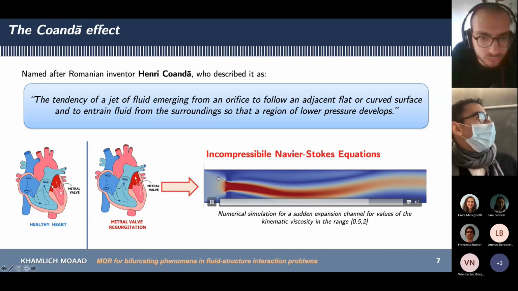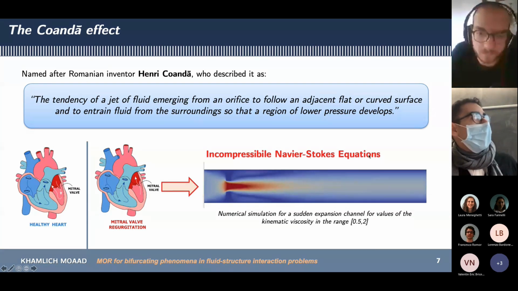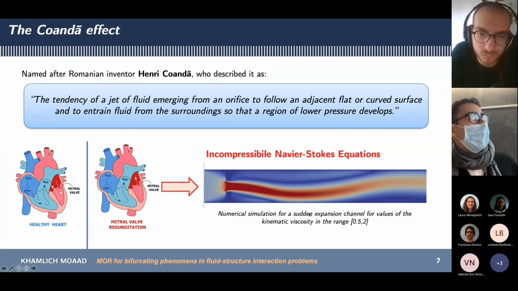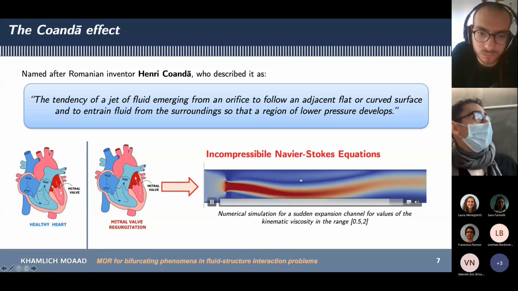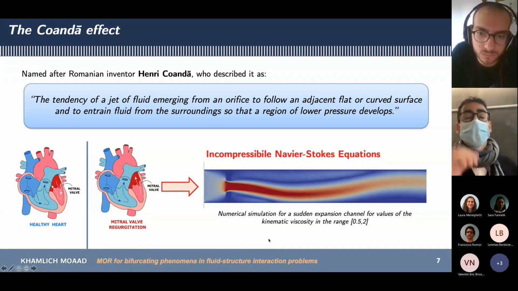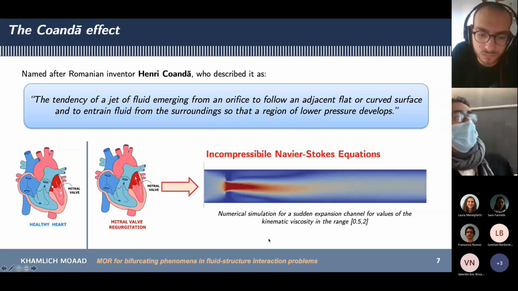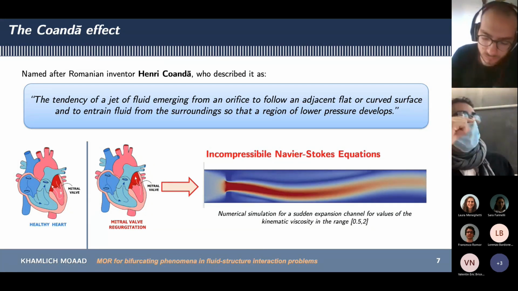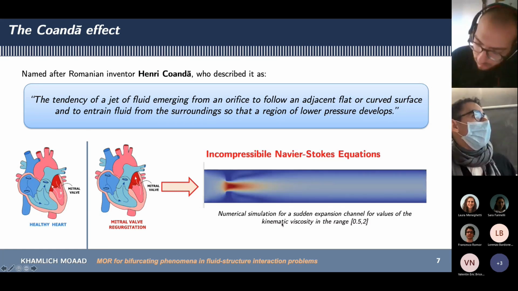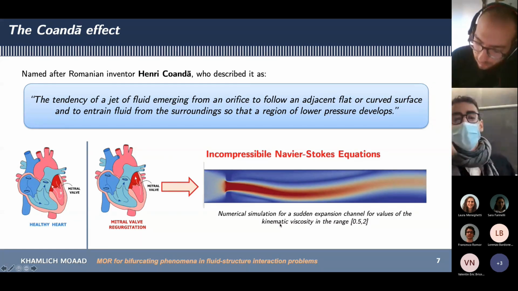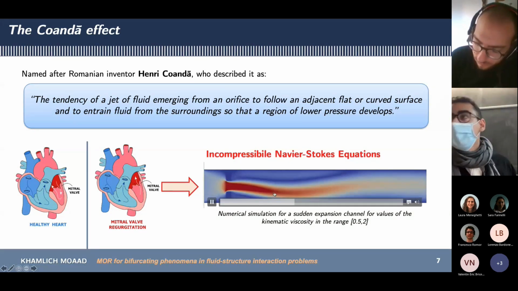Basically, here we are dealing with the steady solution of the incompressible Navier-Stokes equation, and what we are actually changing is the kinematic viscosity. So each snapshot is a steady solution obtained for a different value of the kinematic viscosity, which is the bifurcation parameter in this particular context. And since the geometry is fixed, this bifurcation parameter from a dimensional point of view is nothing but the Reynolds number.